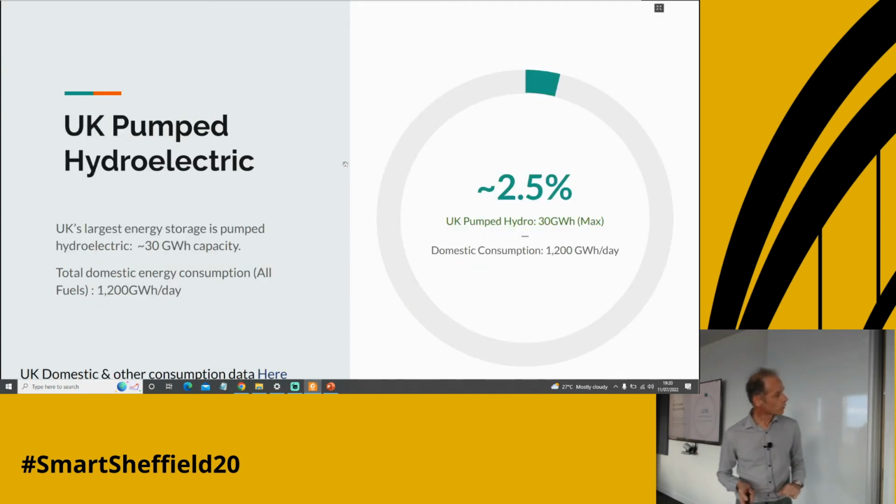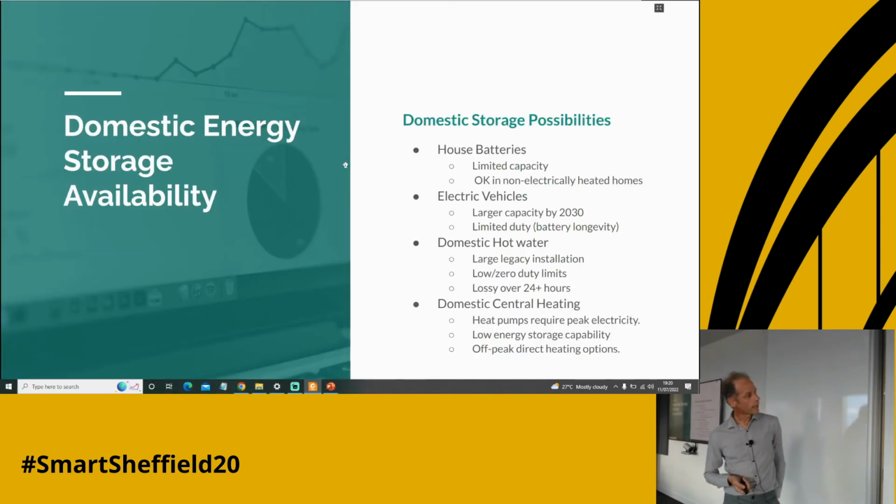So a bit more context. In the UK, I think we can get about 2.5% of our daily power requirement into hydroelectric at the moment, which is significant, but it's not that scalable. So we're looking at other ways in buildings, more distributed approaches. House batteries are the obvious one. There are electric vehicles that have batteries in them, which is another one.